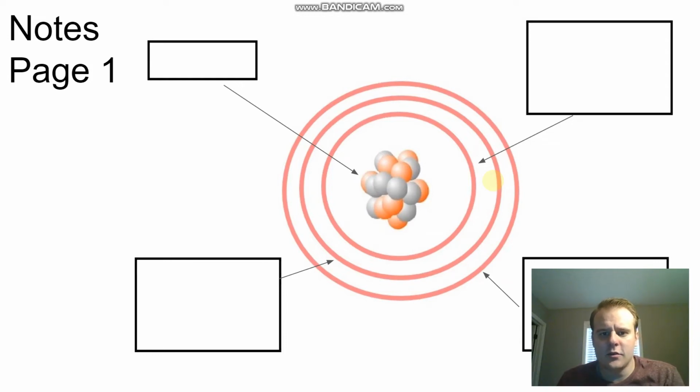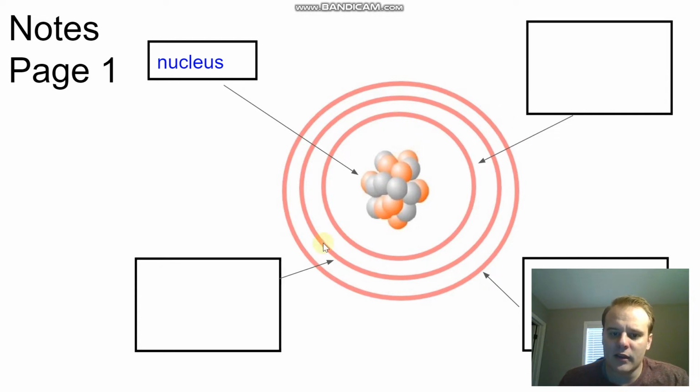Okay, so today we're going to be going over electronic structure. That's another way, a fancy way, of saying how the electrons are organized around the nucleus. To start off on page one, just remember that the central part of the atom is called the nucleus. You can go ahead and write that down on page one of your notes. The central part of the atom is called the nucleus.